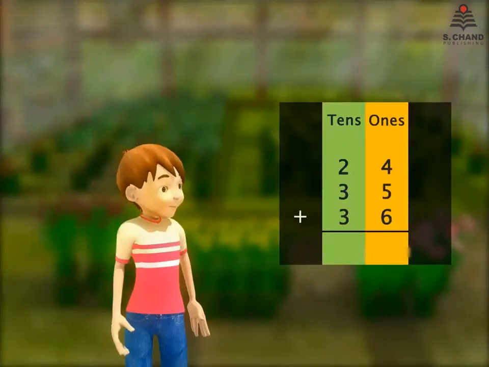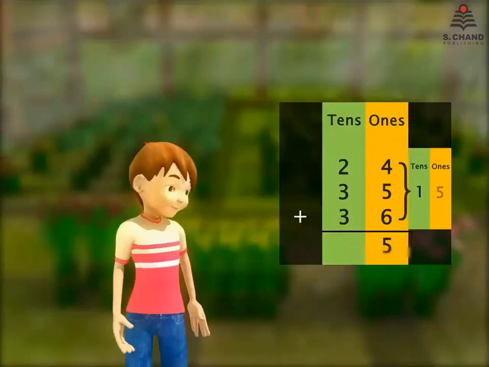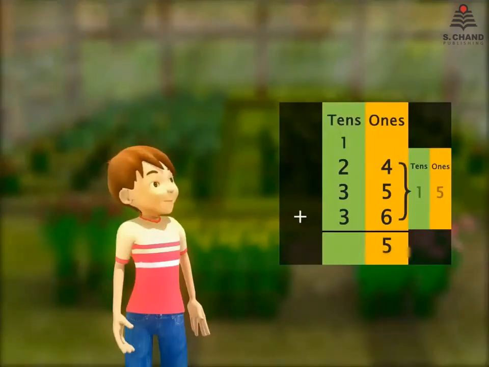Adding 4, 5, and 6 in the ones column, we get 15. The number 15 has 5 at the ones place, so we write 5 in the ones column of the answer. We place 1 from the tens place in number 15 as carryover in the tens column of the sum.